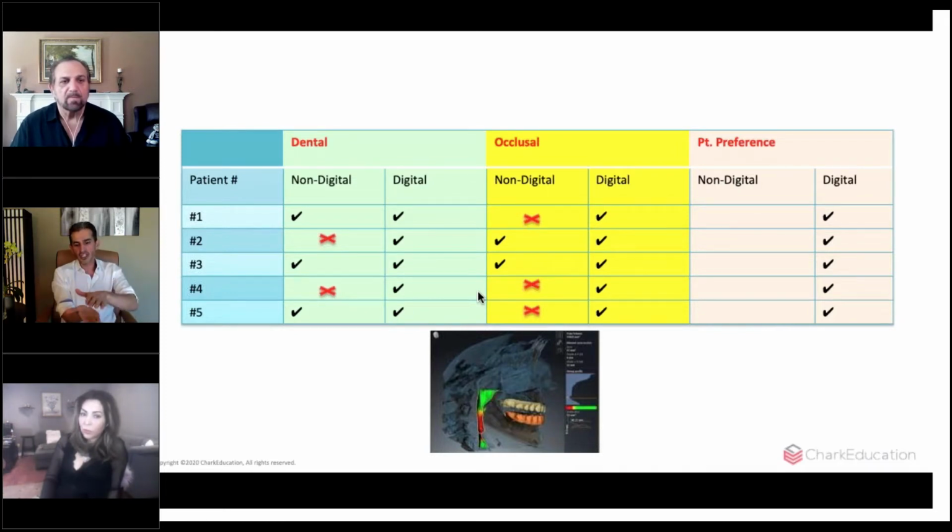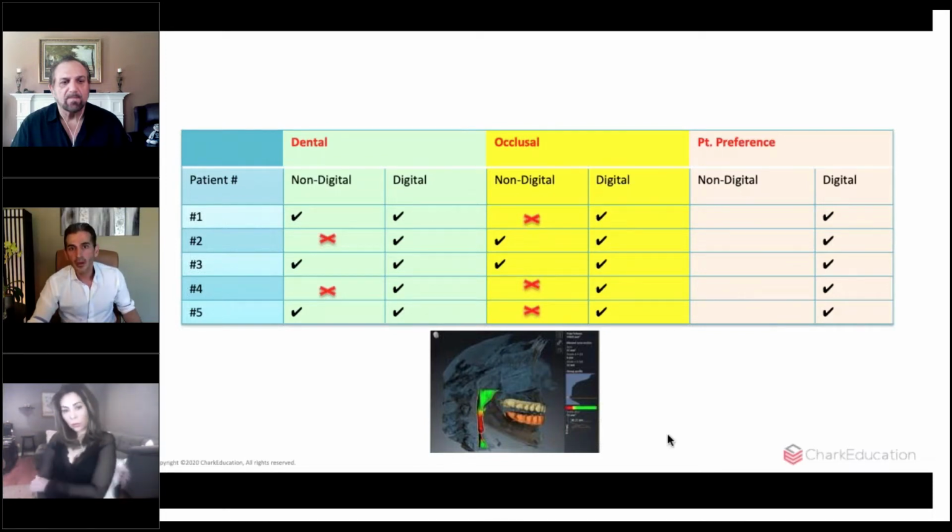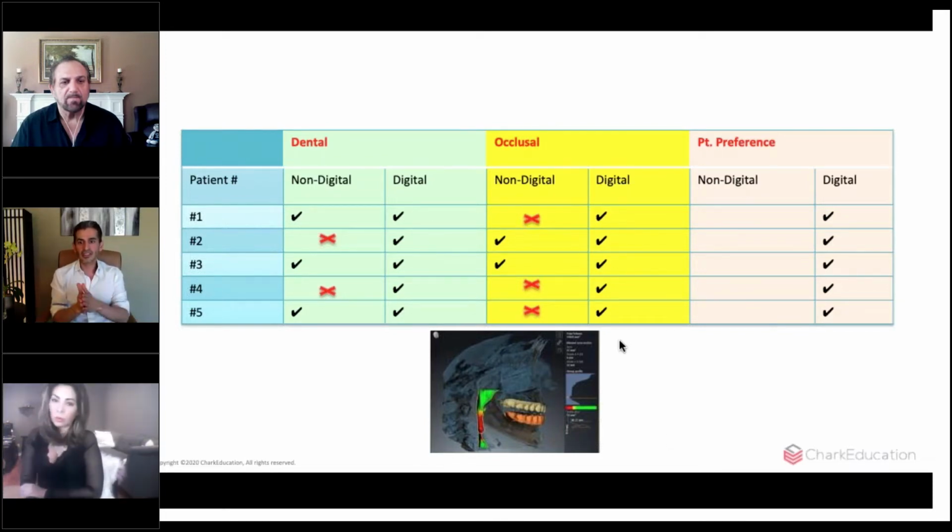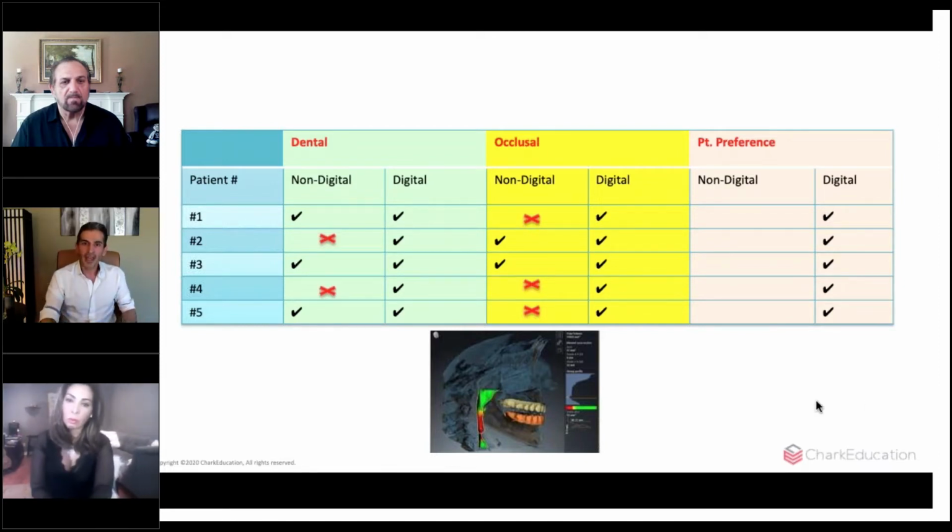How about in terms of the adjustment, in terms of the appliance coming together? Again, we had some adjustments on the non-digital arm, whereas in the digital arm, it was set it and forget it, literally. We don't even have to polish them. And for patient preference, without knowing which one was digital and which one was non-digital, every patient chose the digital appliance, which was eye-opening for us.